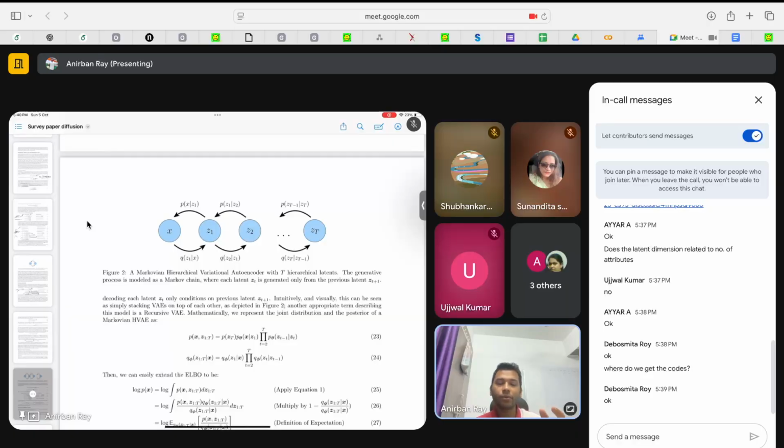What we saw before was not hierarchical, because in that code there were two latent dimensions, but mu and sigma were calculated only once. In the hierarchical one, at every step you need to calculate mu and sigma. So this is the hierarchical one.